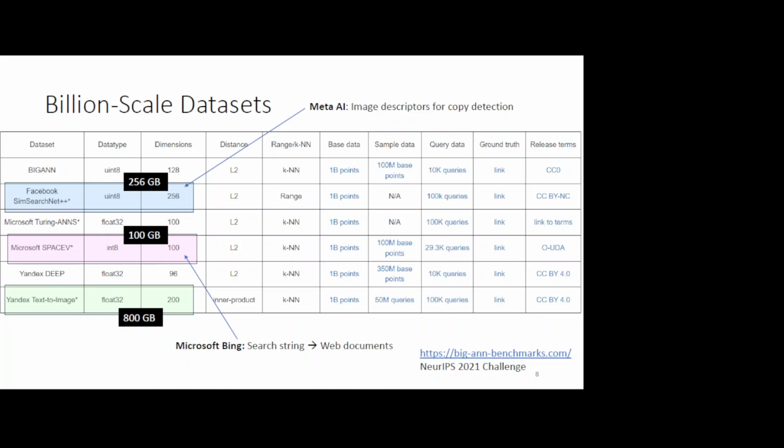200 dimensions. So it means in total 1 billion text to image descriptors will use 800 gigabytes. That's too much, right? It's difficult for you to store, even for this small one, Microsoft SPACEV. It needs 100 gigabytes. So I think it's very difficult if you use just personal computers. So how to handle the 1 billion is very critical to challenge your computer's capability.